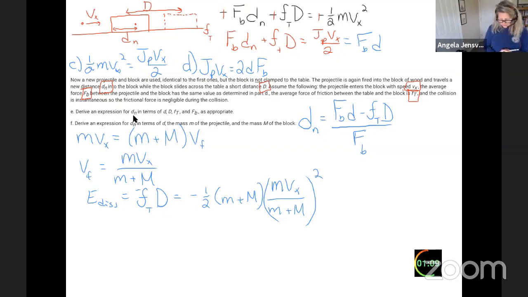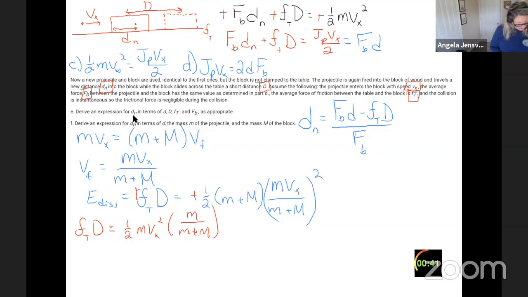so we've got that, and I think we can cancel some things here. So first I'm going to cancel these negatives, make them positive. So I get FTD is equal to, I'm going to rewrite this as 1/2 mvx squared times m over m plus M. I hope I did that right. One of these m plus M's canceled. Yeah, I think that's right.